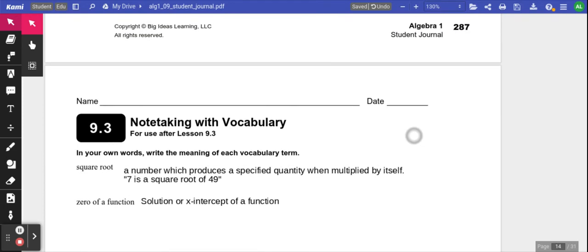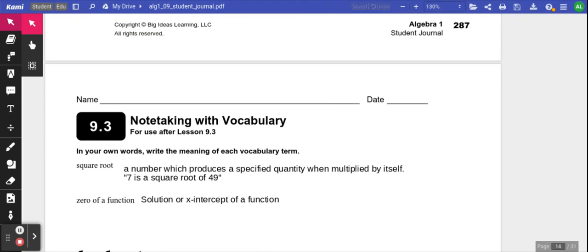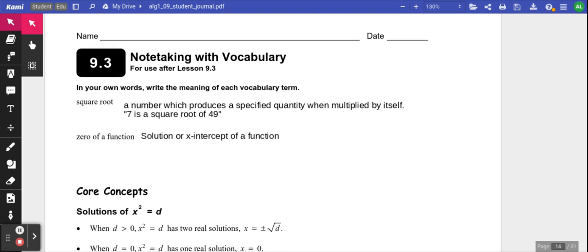Hello everyone. We are getting into the second to last section we're going to do here in chapter 9. We're on page 288 here in the student journal. If you want to follow along, grab some notes. Chapter 9 is similar to chapter 8. It's very short. We're going to do 9.3 today. On Monday we're going to quiz on that, and then really we're just going to add 9.5 before we take that chapter 9 test.